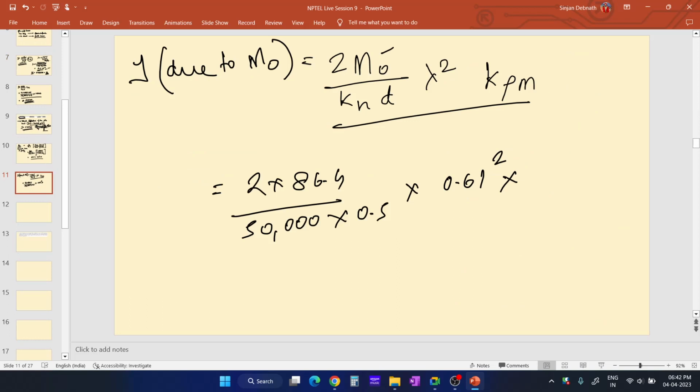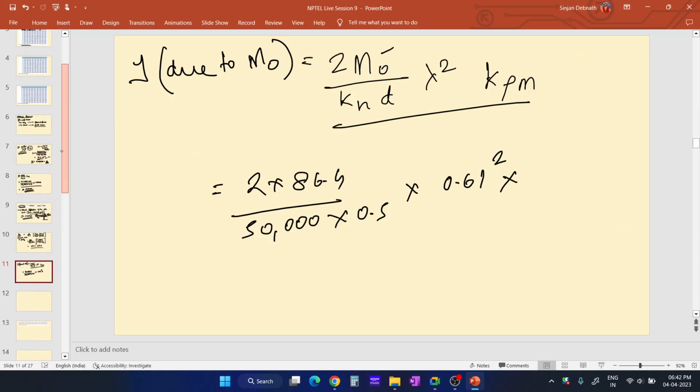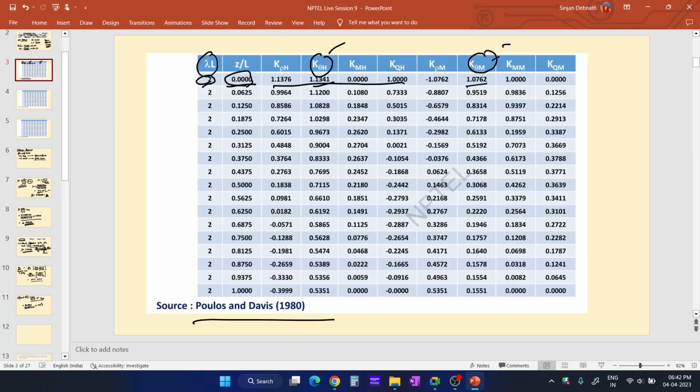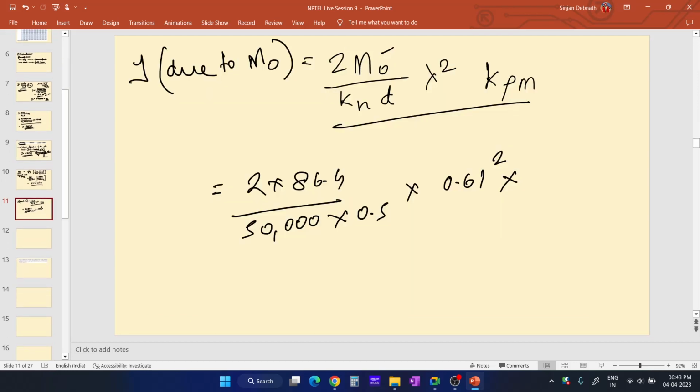And what is k rho m? K rho m is the coefficient which you can find out from this chart. So k rho m for lambda L equal to 2 and z by L equal to 0 is minus 1.0762. Now, if we calculate this, y will come out to be minus 2.77 millimeters.